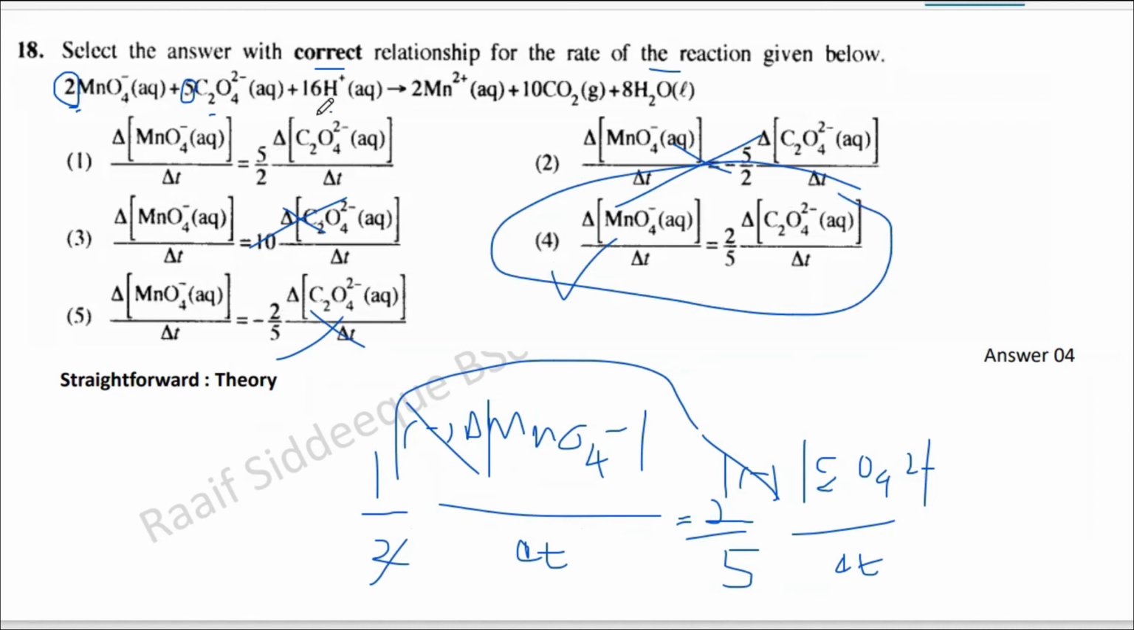And you can write all these things. So here when you write with respect to manganese 2 plus, you need to put plus. Okay, so this is another very basic theoretical concept.